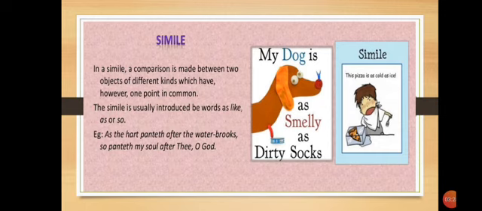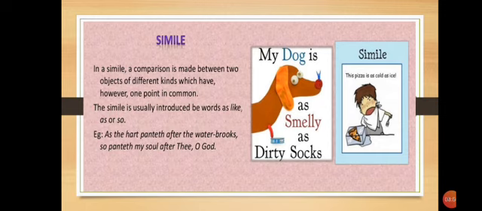For example, the pizza is as cold as ice. Now there is no similarity between ice and pizza. But here, because the pizza was cold, so we compared it with ice because ice is also very cold. There was one similar quality, that was a thing being cold. That is why we have compared these two dissimilar things.